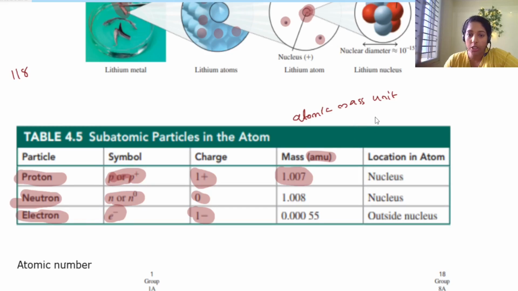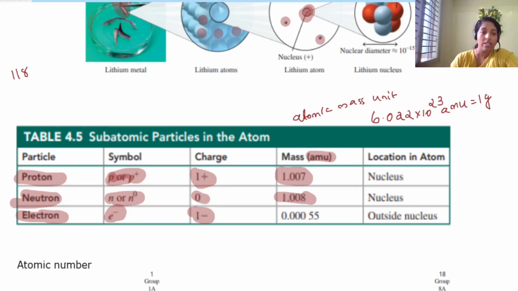Actually, 6.022 times 10 to the power of 23, you may be familiar with this number. This is 1 mole. This many AMU make up 1 gram. So see, such a low unit this is. 1.007 AMU is the mass of a proton. Neutron is around the same, like 1.008. But the electron mass is just negligible, so you can consider the electron mass negligible.